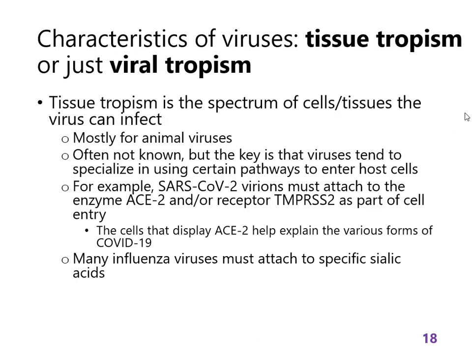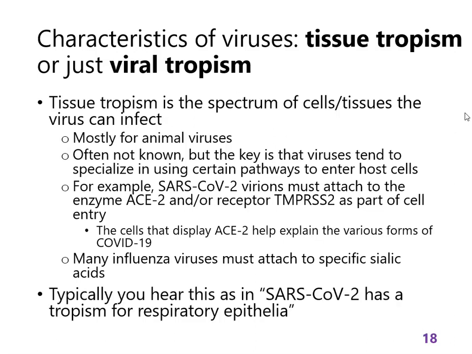And different strains of COVID-19 might depend more on the ACE2 or more on the TMPRSS2, and different cells have more of one than the other, and so the different strains have different effects mostly because it affects different cells. And similarly, influenza viruses are going to have very specific molecules they attach to, and that really limits what kinds of cells they can get into.